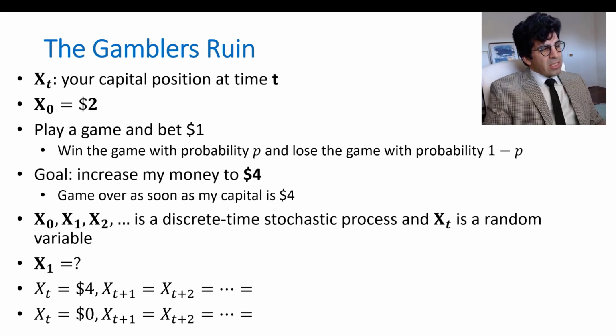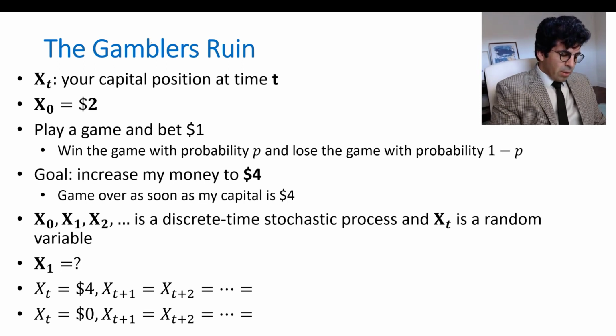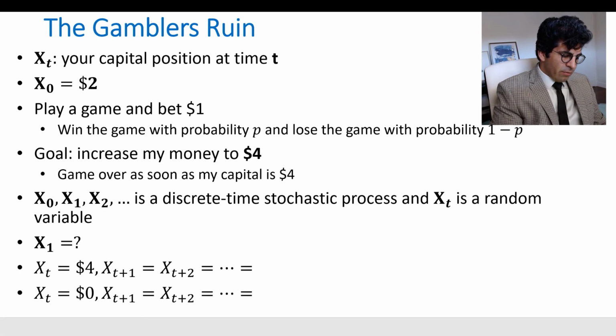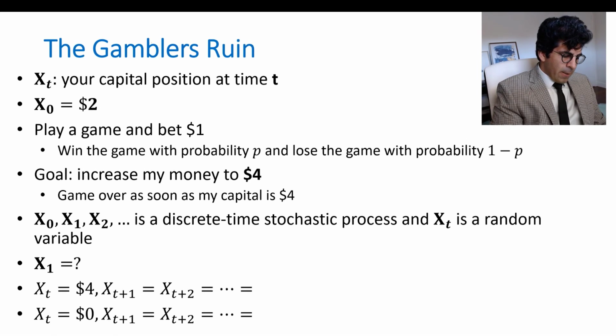Okay, so x sub 0 is how much money you started with, which is $2 here. X sub 1, what can it be? You either win or you lose. If you win, you're gonna have $3. If you lose, you will have basically $1. So it could be 3 with probability of P winning, or 1 with probability of 1 minus P.